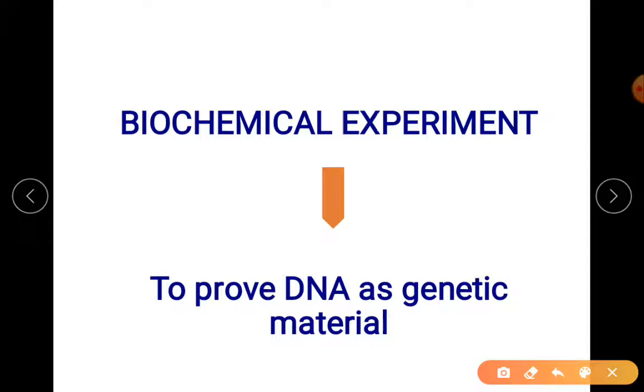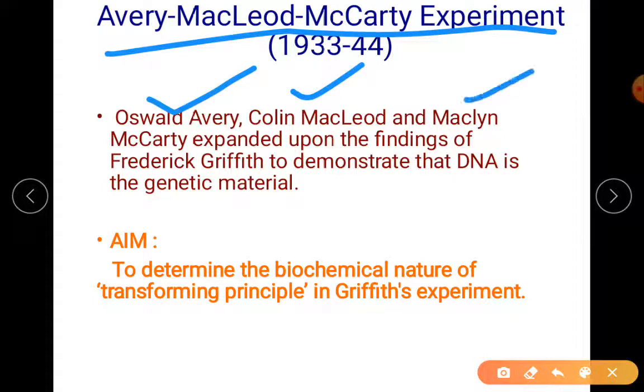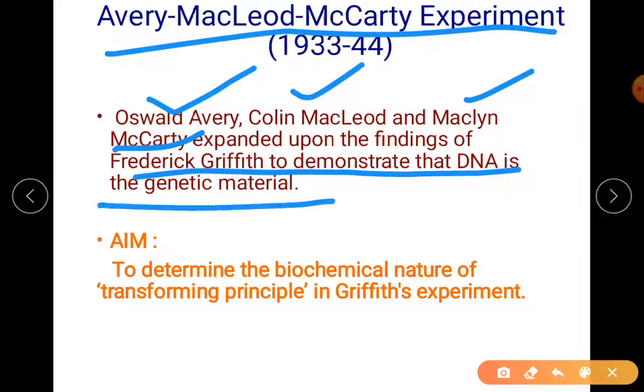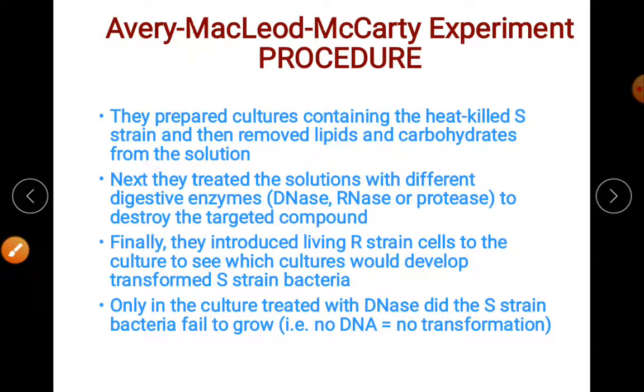But since it had not been proved whether it was DNA, biochemical experiments were conducted to prove DNA as genetic material. Three people came forward: Oswald Avery, Colin MacLeod, and Maclyn McCarty. They went a little further than Griffith's findings to demonstrate that DNA is the genetic material. The aim of the experiment was to determine the biochemical nature of the transforming principle. So they took forward Griffith's experiment, and look at the points here.